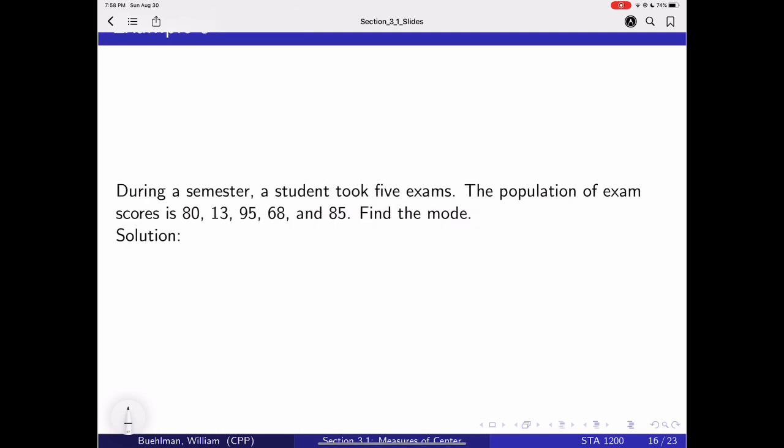So we're going to do another example with that dataset from before of the student who took 5 exams. So the population of the exams were again 80, 13, 95, 68, and 85. Find the mode. So if we're going to find the mode, we're trying to think, okay, which one of these appears most often? Well, they all only appear once. So since they all only appear once, none of them appears more frequently than the others. So thus, there is no mode.